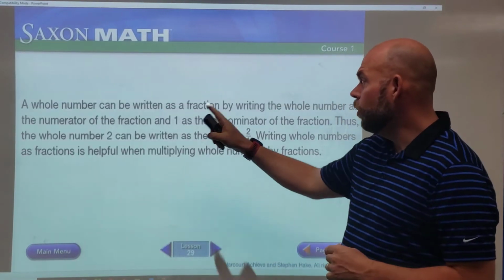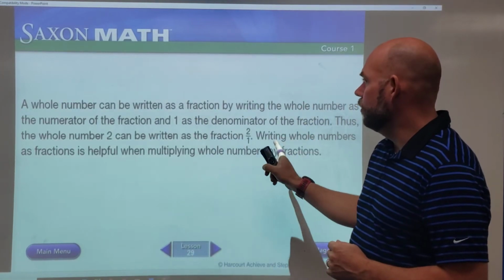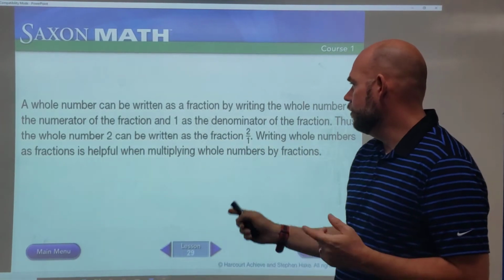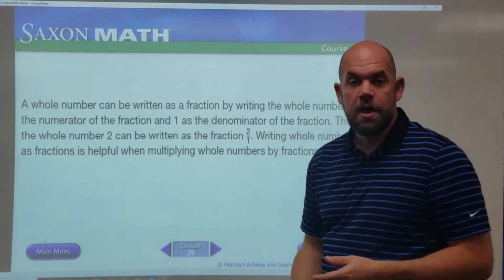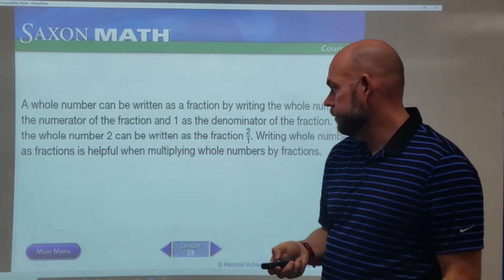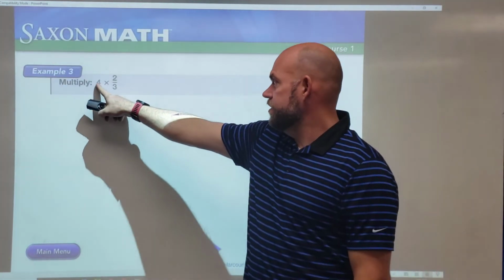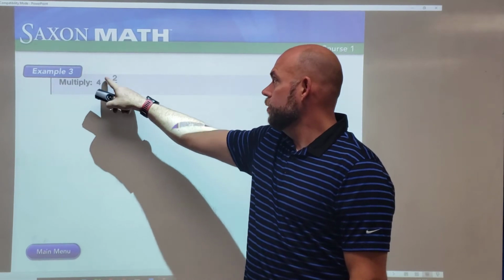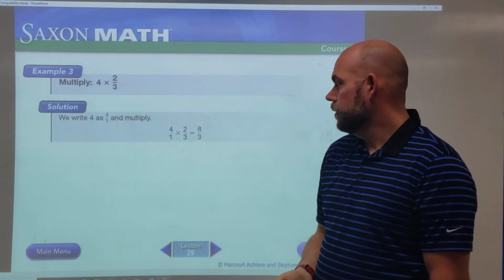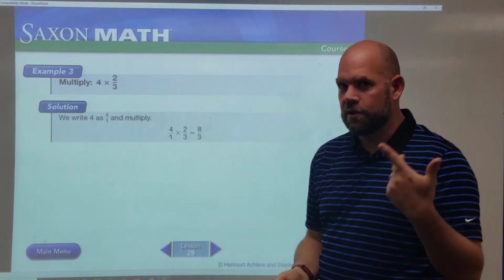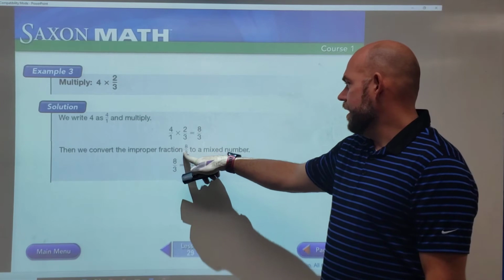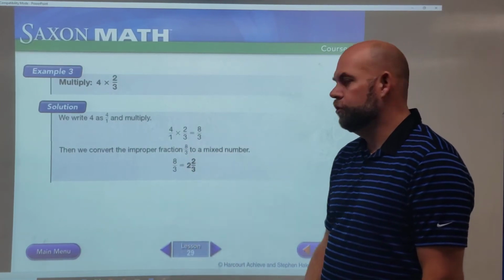So a whole number can be written as a fraction by writing the whole number as the numerator of the fraction and 1 as the denominator. So for example, a whole number 2 can be 2/1. A whole number 12 can be 12/1. A whole number of 7,000 can be 7,000/1. Okay? So when we multiply, we're going to just change that 4 to 4/1. So 4 times 2 is 8, 1 times 3 is 3, 8/3 will be our answer. Okay? So not too tricky, you just have to remember any whole number, you can put a 1 under it. We can convert that fraction 8/3 back to a mixed number, making it 2 2/3.